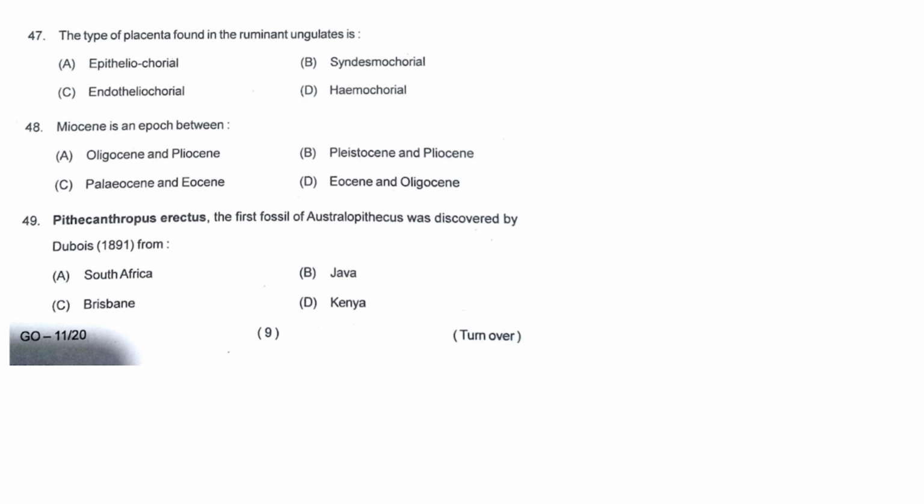Next, which type of placenta is found in ruminant ungulates? Okay, there are different types of placentation. The answer for this will be option B, that is syndesmochorial placentation. I am telling a brief explanation of how you can remember the types of placentation, because there are different types based on the degree of attachment. Always remember, there are 3 layers from the fetal side and 3 layers from the mother's side.